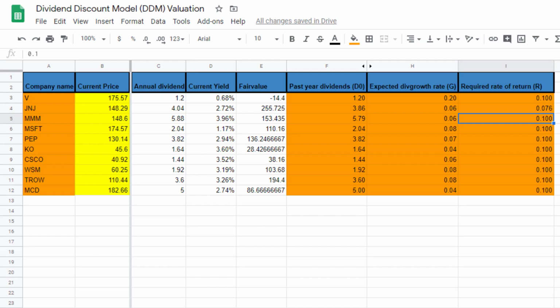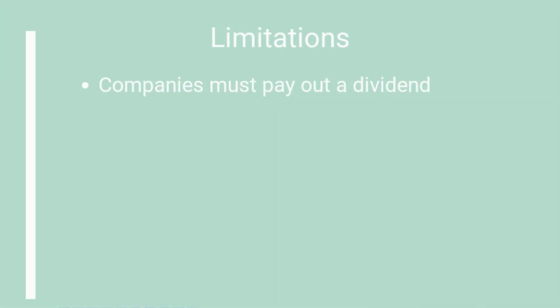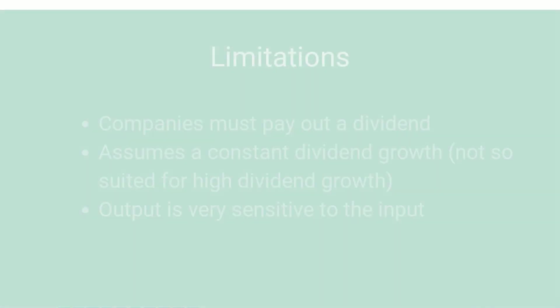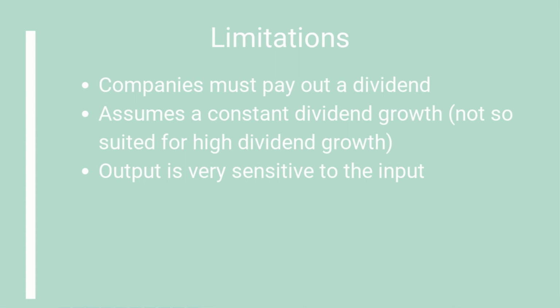So now that we know how the Gordon Growth model works, so the constant growth model, what are some things we need to keep in mind? First of all, companies must pay out a dividend. This one is, I guess, quite obvious. The Gordon Growth model assumes a stable and constant dividend growth. So it is most suited for mature and stable companies and not so much for companies that have fluctuating dividend growth or newer companies. And the output is very sensitive to the input of the dividend growth rate, so be careful with that. I showed you that earlier as well. If you change the dividend growth rate or the required rate of return, the valuation changes quite drastically.